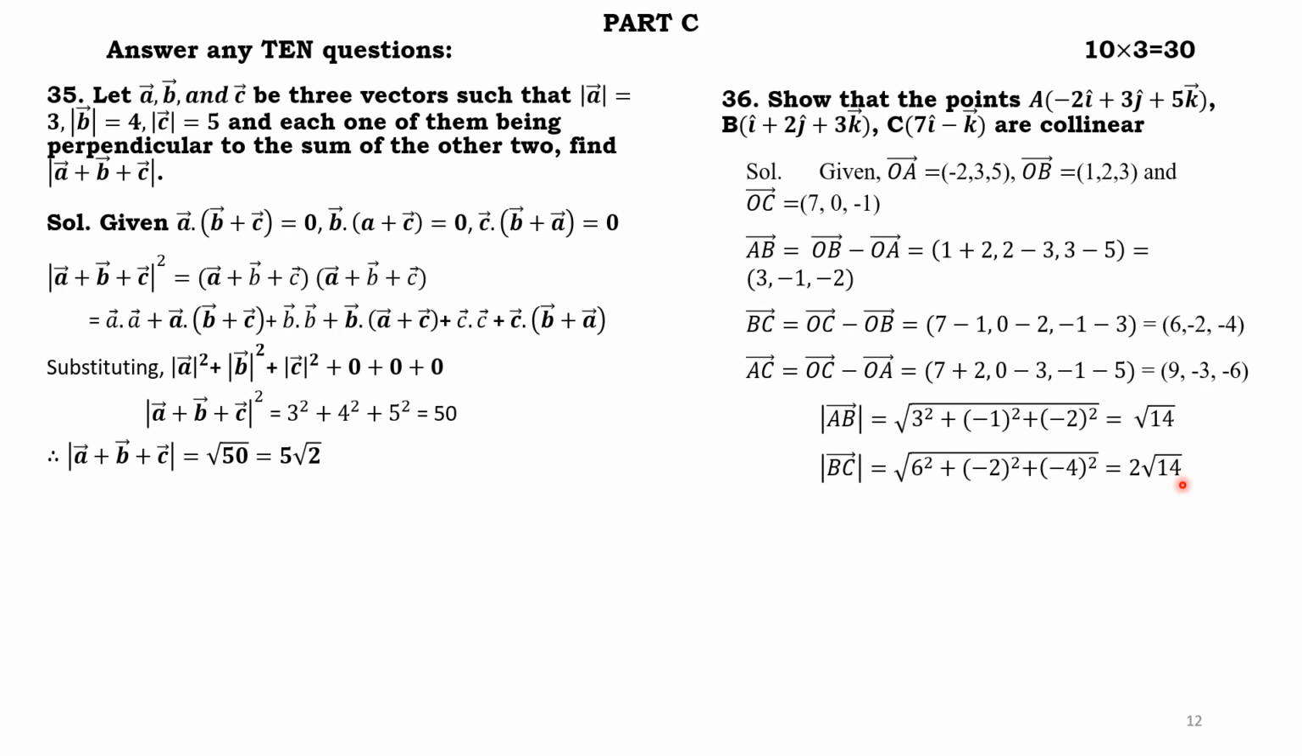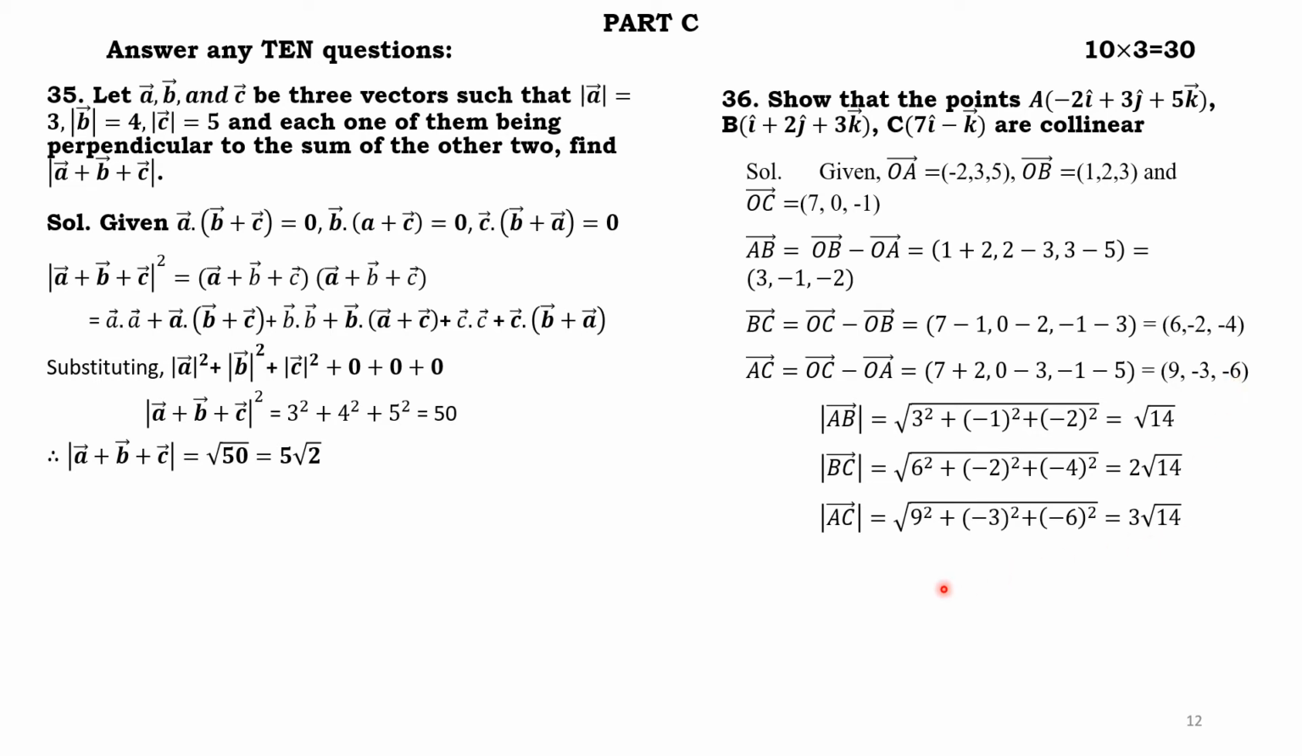Now in the last step, we will find out mod of AC. Mod of AC is given by square root of 9 squared plus (minus 3) squared plus (minus 6) whole squared. Simplifying, that becomes 3 into square root of 14.